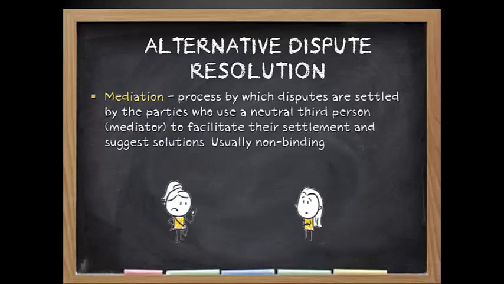Mediation is another form of alternative dispute resolution, the process by which disputes are settled by a neutral third person called a mediator to help them work through the issues and suggest solutions. Mediators can help find common ground and places for agreement, but the mediator does not dictate the solution. The mediator does not decide. The parties are helped to settle and agree to a resolution.